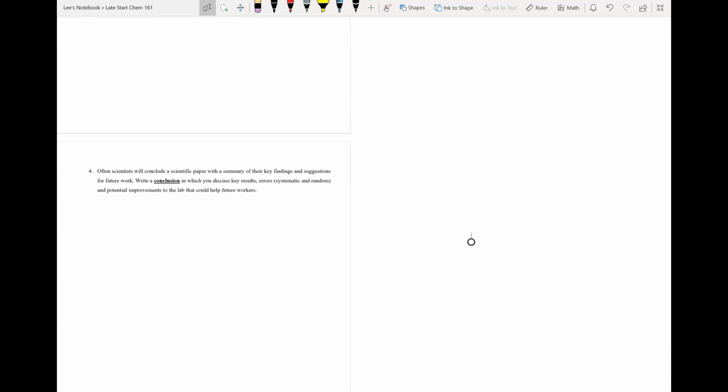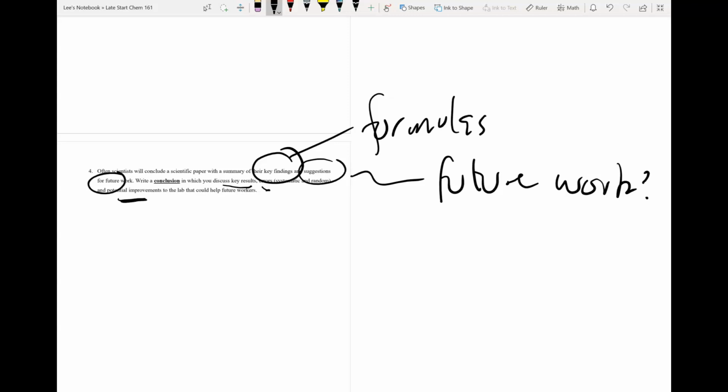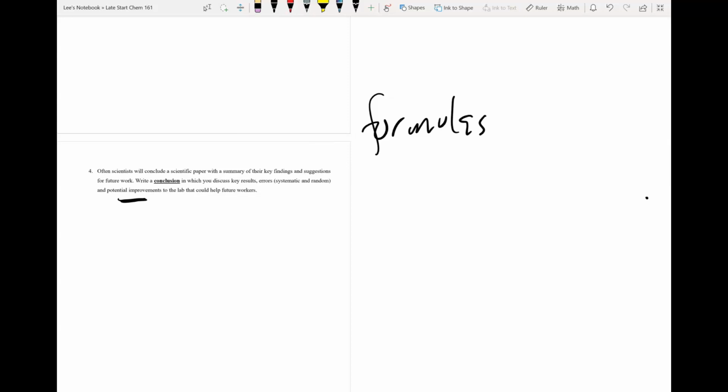It says, often scientists will conclude a scientific paper with a summary of their key findings. Now, if we think about this, what are our key findings for this experiment? They're going to be our formulas, right? And then it says suggestions for future work. That's something to keep in mind. And then it says, write a conclusion in which you discuss key results, errors, and potential improvements. Okay, so we don't have to worry about future work. That's just an example of what you could include.